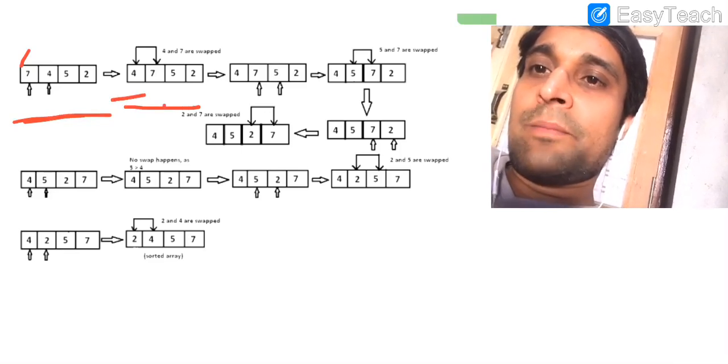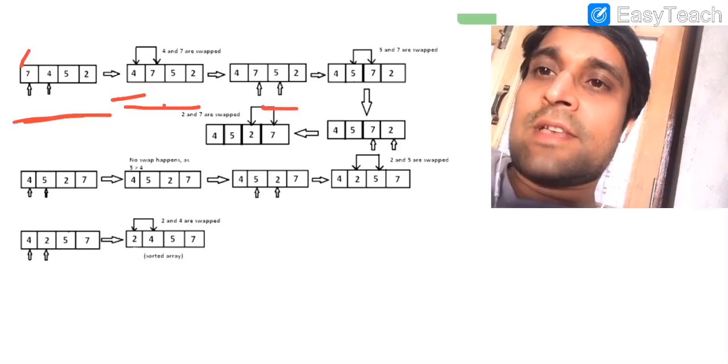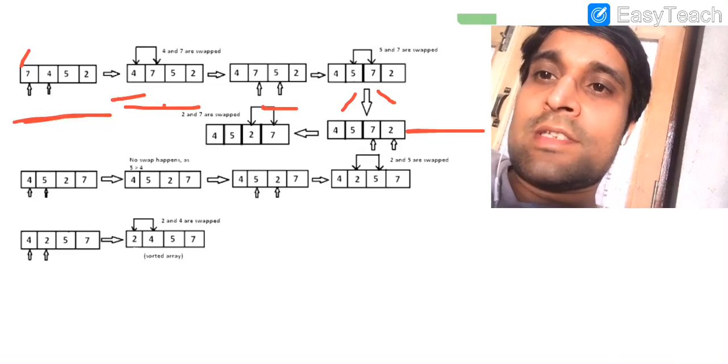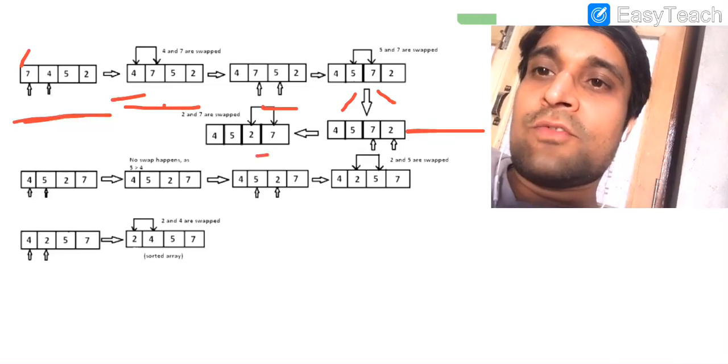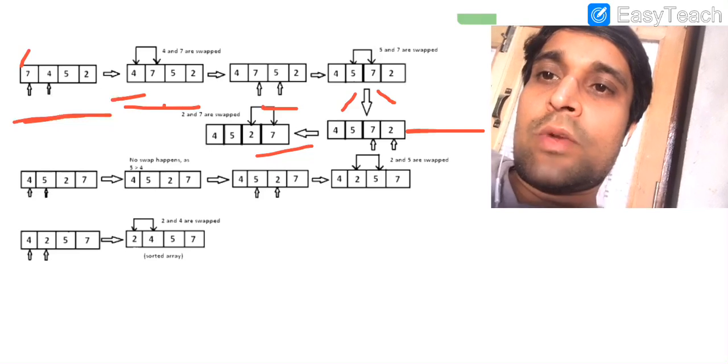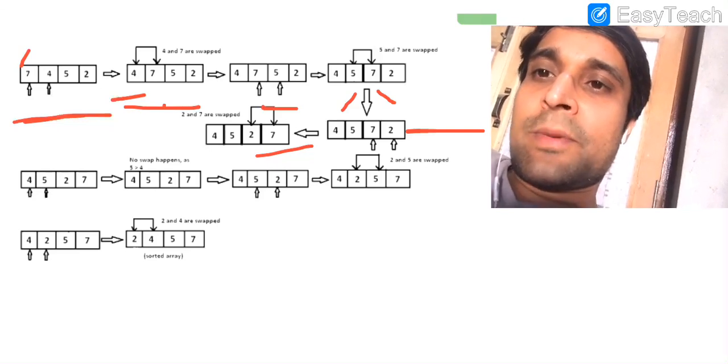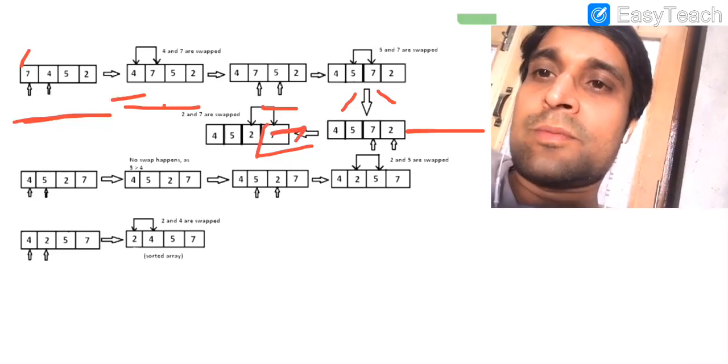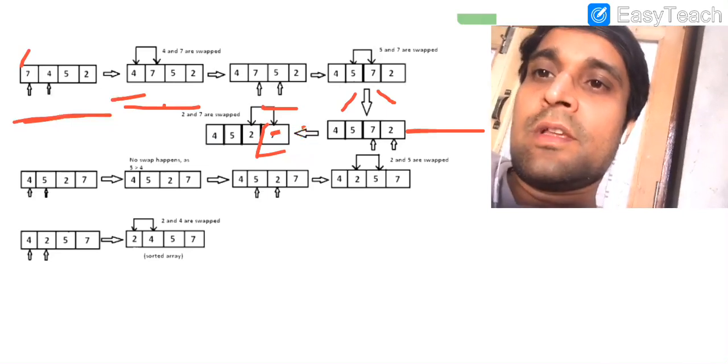Now 7 will be compared with 5. 5 is less than 7, so again swapping will take place. 5 will come to the second position, 7 will come to the third position. Now 7 and 2 will be compared. 2 is less than 7, so these elements will be swapped again, 2 and 7. So after the first pass, this 7 is at its final position.